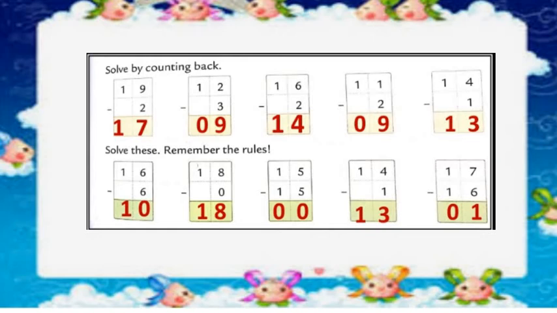Move on to the next one. 11 minus 2. My dear students, while writing the sums, make sure that you write numbers in their proper place. Write number 2 at the ones place and make sure that you make a subtraction sign out of the box. 11 minus 2.